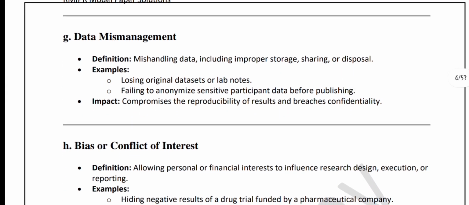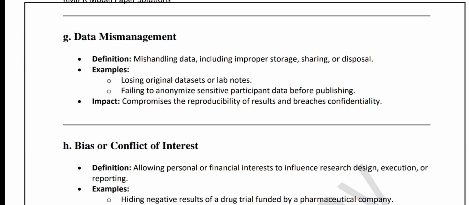Data mismanagement. Because of data mismanagement, the information is not properly stored, shared or disposed of, and data gets mishandled. The same information being given in his own books also leads to mismanagement. Examples: losing original data sets. He lost his original data; he had created almost 90%, and lastly he used some other information, which leads to mishandling data, including improper sharing and disposal. Also failing to anonymize sensitive participants' data before publishing.